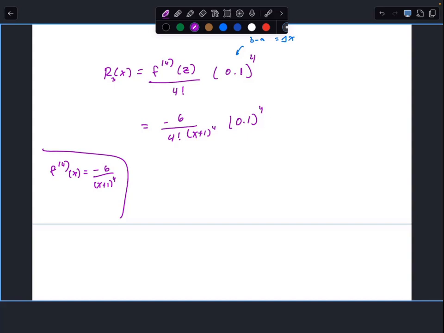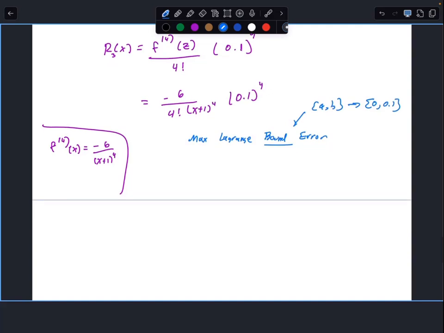Which means now to find the maximum Lagrange bound error. Should have used that word bound in there because it's bounded by the interval a to b, which in this case is the interval 0 to 0.1. Okay. Then we need to maximize the absolute value of negative 1 over x plus 1 to the fourth, basically.